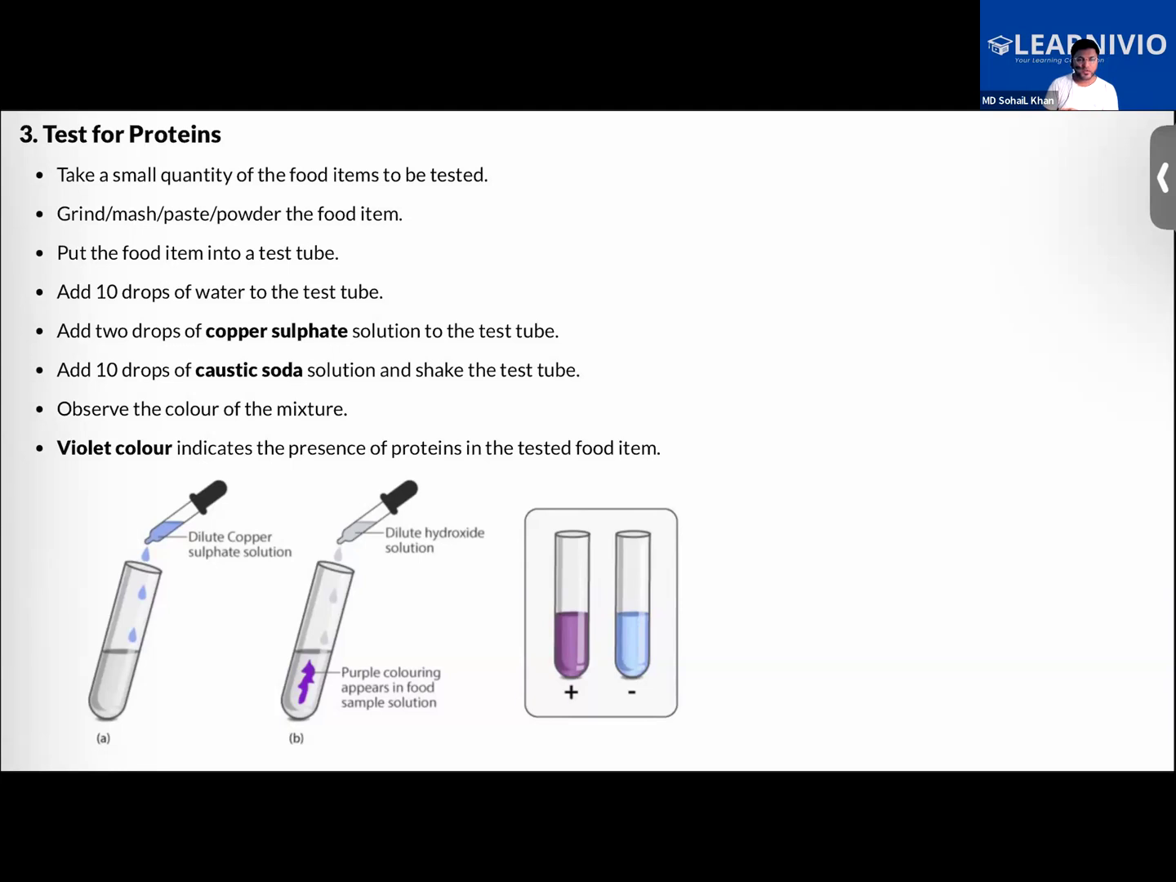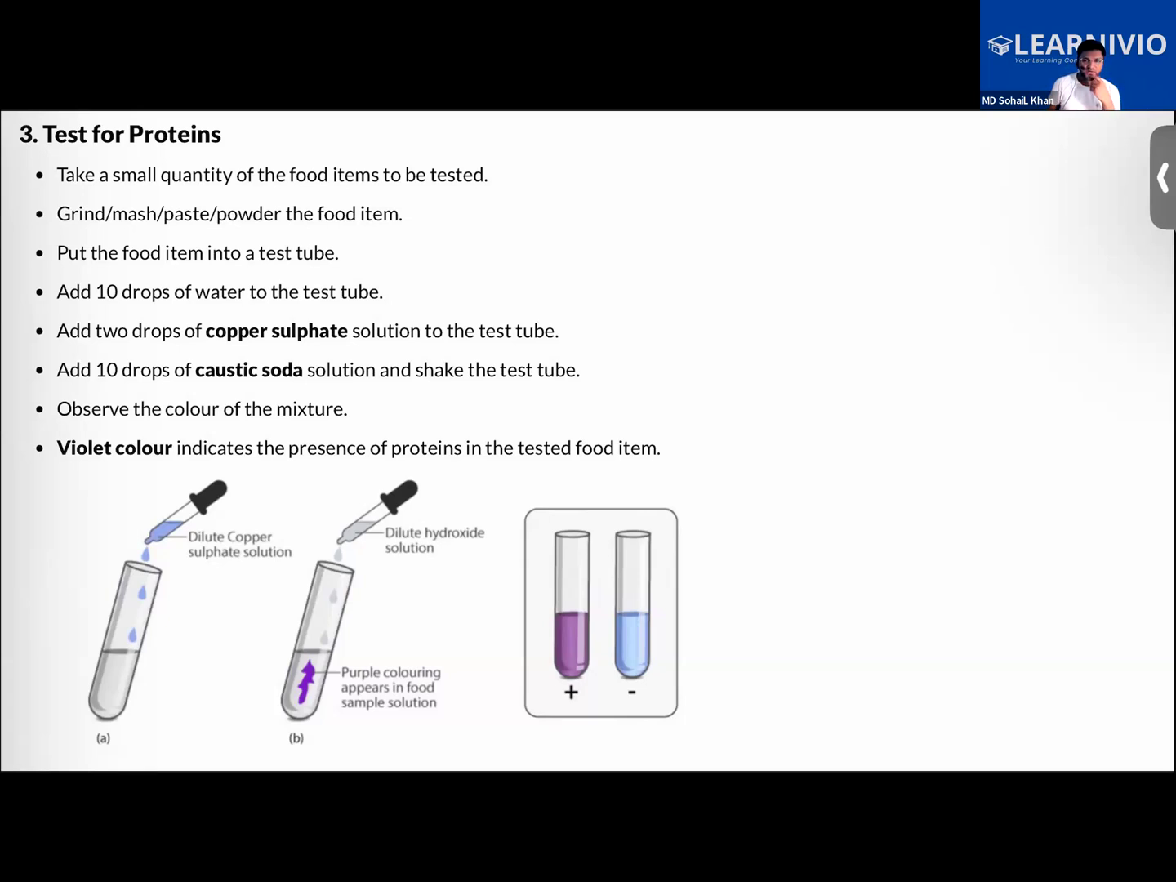Nearly all the tissues in your body, including your muscles, bones, your cartilage, your skin, they all are actually made up of proteins. Getting it now? Good. So building and repairing is the main function of protein. Then different kinds of food items contain proteins.